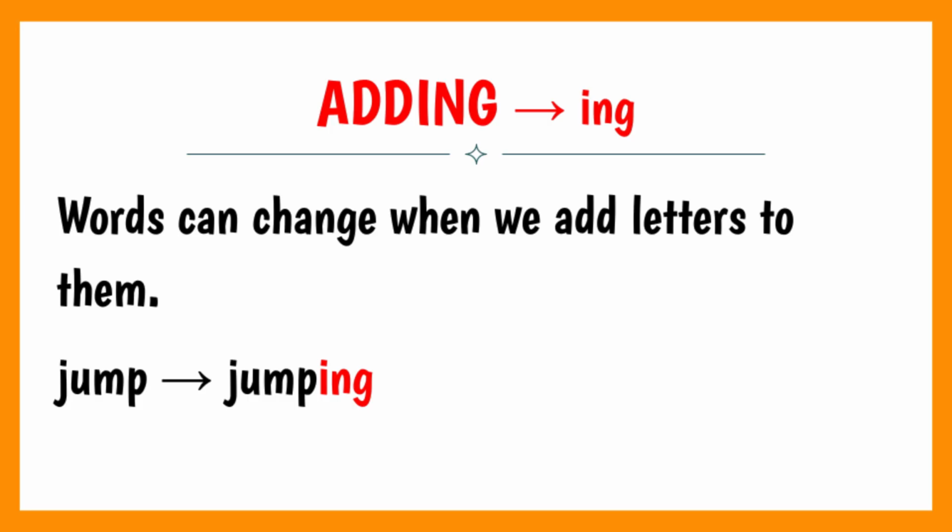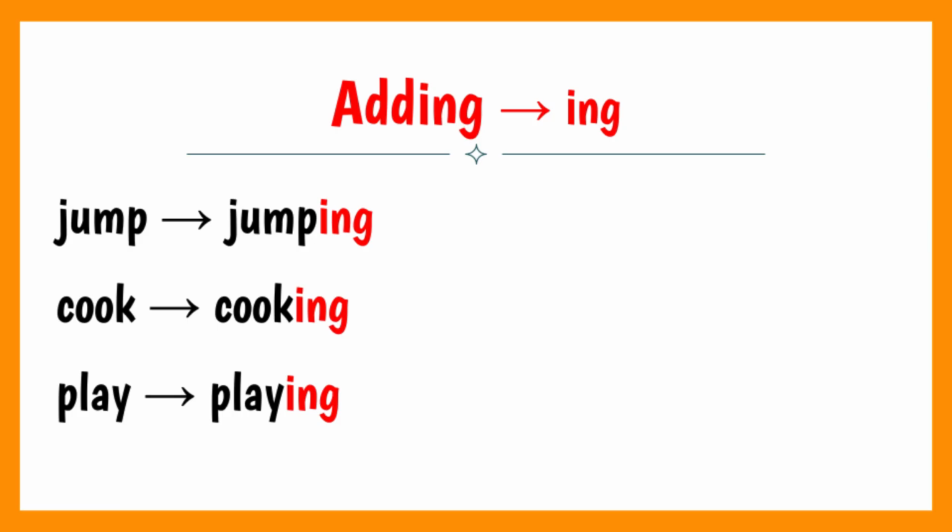In this lesson, we are learning about spelling rules. Today we are focusing on adding ing. Let's start with adding ing. When we add ing, the action is happening now. Jump becomes jumping. Cook becomes cooking. Play becomes playing. Most of the time, we simply add ing to the end of the word.